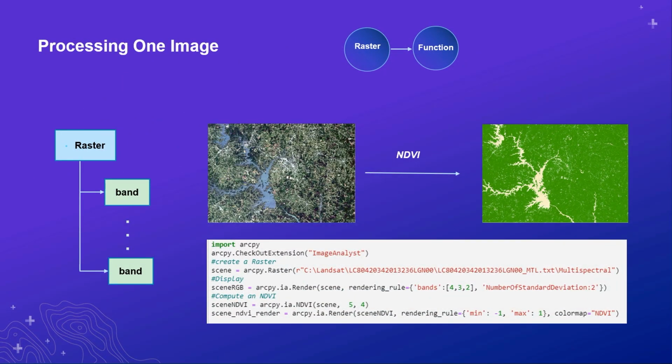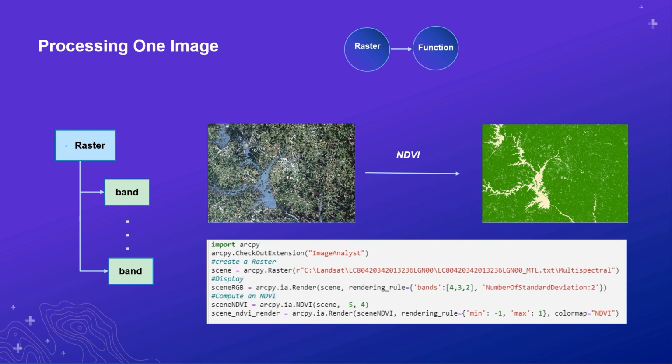So before we get into the advanced workflow, I'd like to start with this simple example to warm up. I think it's useful for people who haven't used ArcPy before. This is processing a single image, for example, creating an NDVI out of a Landsat scene. To work with a single image, we use the Raster class.